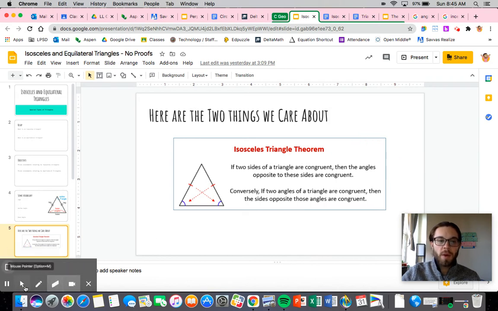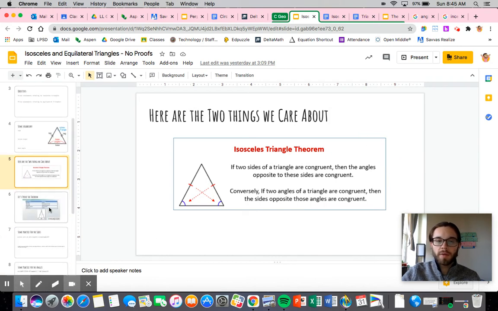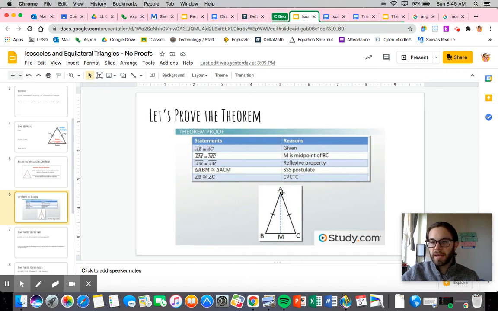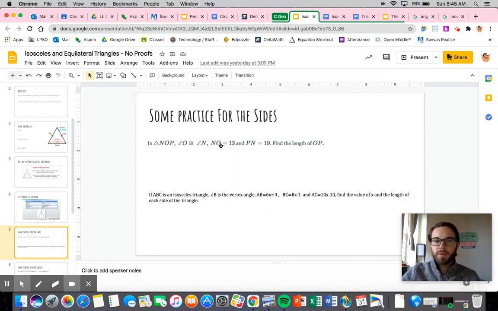Now, why is that true? Well, the reason it's true essentially comes down to this: if you break it into two triangles, you can use side, side, side to prove that these two triangles are congruent, and as such, by CPCTC, you'd be able to get that the angles are congruent. You could use a similar process that's slightly different for the converse, but it just comes down to a matter of which method you use. But very similar.